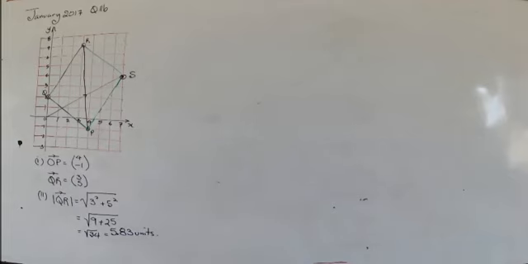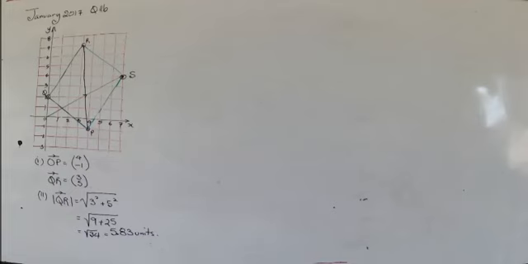So when we're asked to show that a shape is a parallelogram, you must show that at least one pair of opposite sides are equal and parallel. Because if one pair of opposite sides are equal and parallel, the other pair of opposite sides must also be equal and parallel.